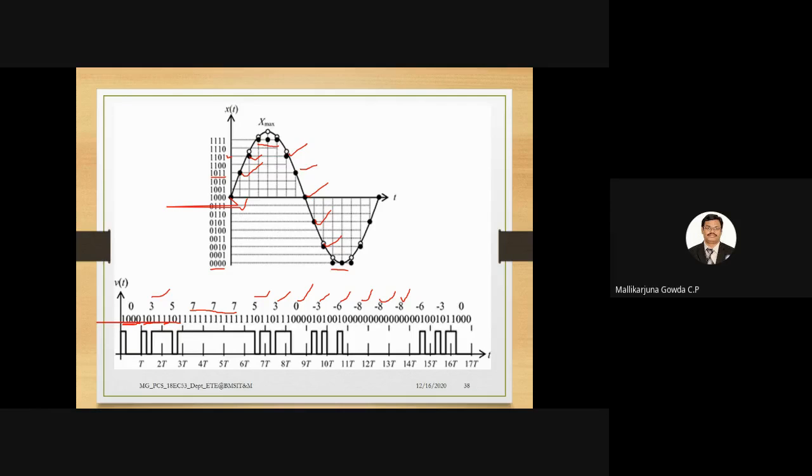So beautifully you can explain the concept of PCM by taking an example like this. Here everything is shown, even the sampling interval. Shall I go to the next slide? Yes, sir.